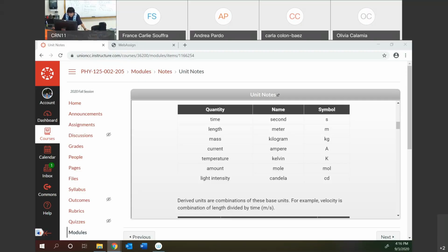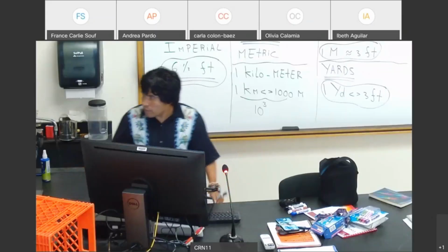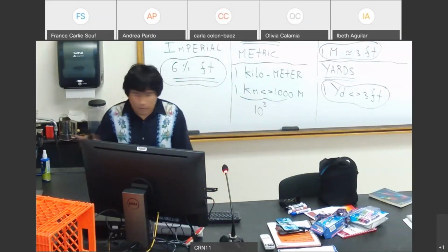For current, electricity, we use amperes. I don't think there's a difference with the imperial system there. For temperature, okay, so this is a good one. Temperature is another reason why we use the international system, the SI units. Let me share the whiteboard again.